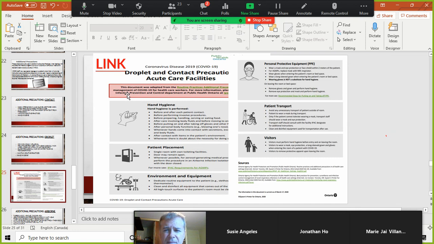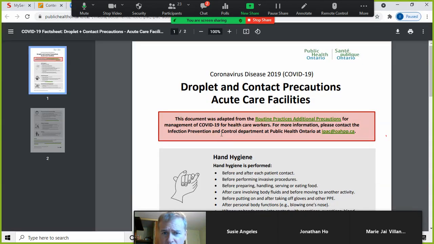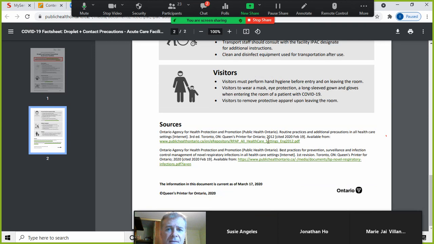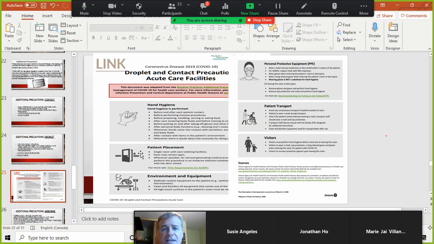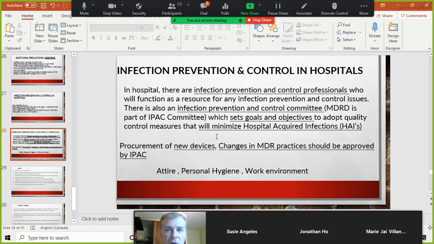And right here, I provided you guys the link with this. I think this is Public Health Ontario. Yes, it is. And this is this little thing here on droplets. This is COVID-19 droplets and contact precautions, acute facilities. Now, how do I get back to this? And this is this one right here. Important stuff. And again, hand hygiene, patient placement, environment and equipment, PPE, patient transport, visitors. These are all these different stakeholders involved in this. And this is why policy making is not easy. Oh, sorry. I went too far.